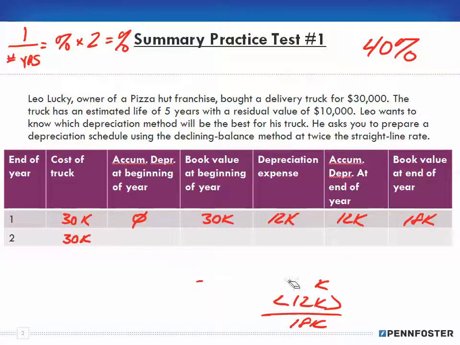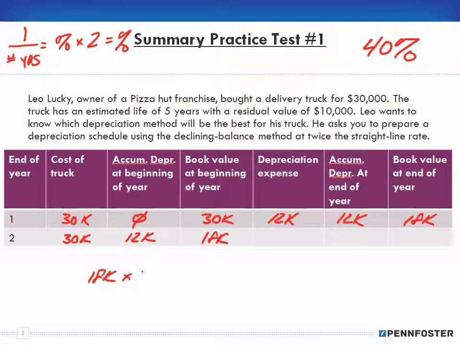Now for year two, what's the end of year one is the beginning of year two. So our accumulated depreciation at the beginning of year two is 12,000, and the book value is 18,000. To get our depreciation expense, we're taking the book value at the beginning of the year, which is 18,000, and multiplying that by the 40%. Okay, and that gives us $7,200.